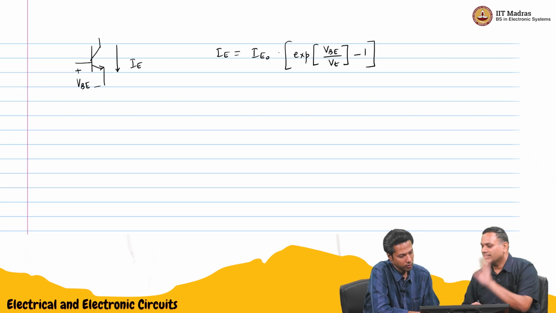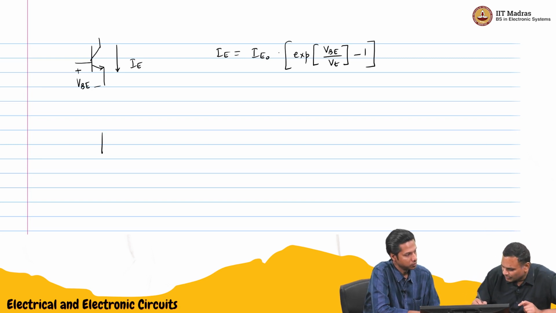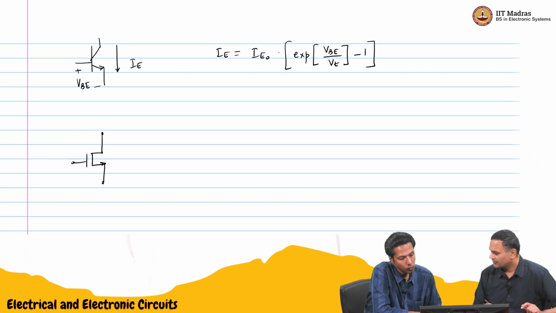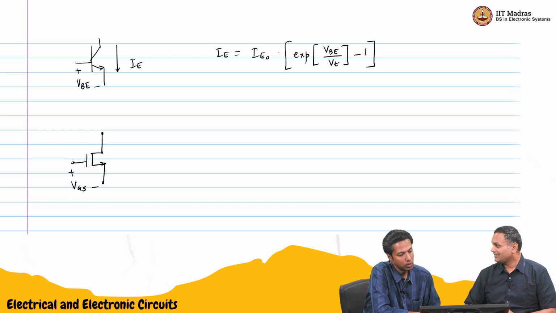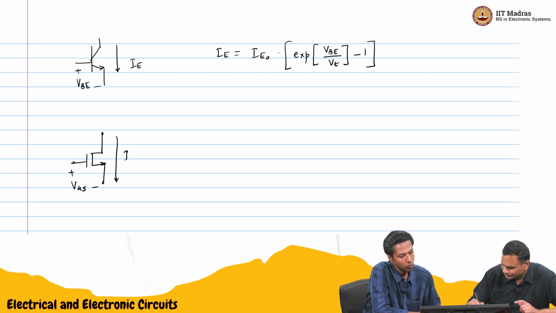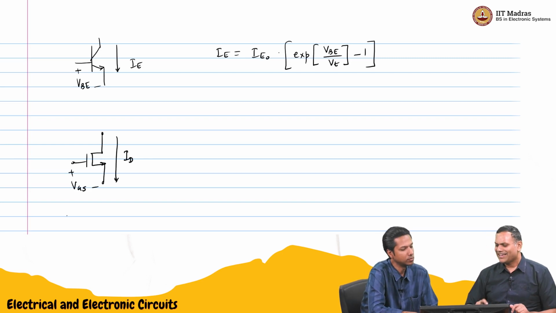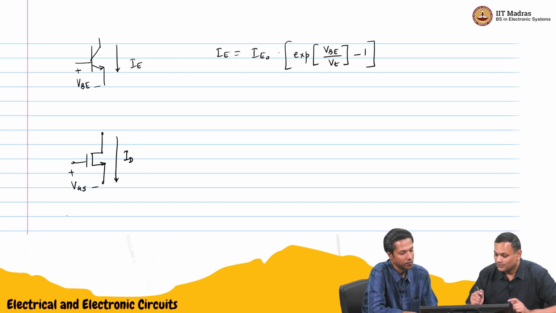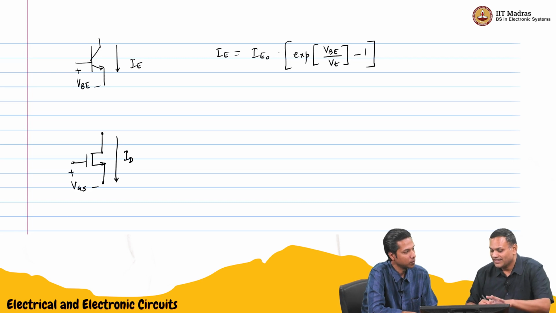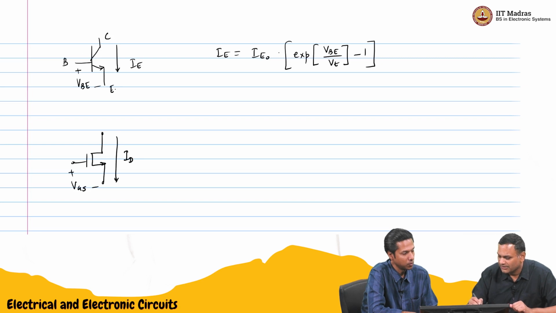decided the current. Same way for the MOSFET, the gate source voltage is going to decide the drain current, which is also the source current. So ID, it's almost very similar, except the relationship is not exponential. There was one more thing we said: we also said the collector base junction should be reverse biased. So collector, base, emitter.